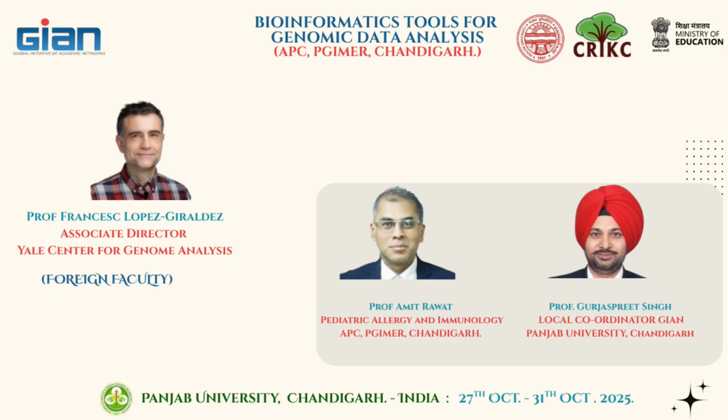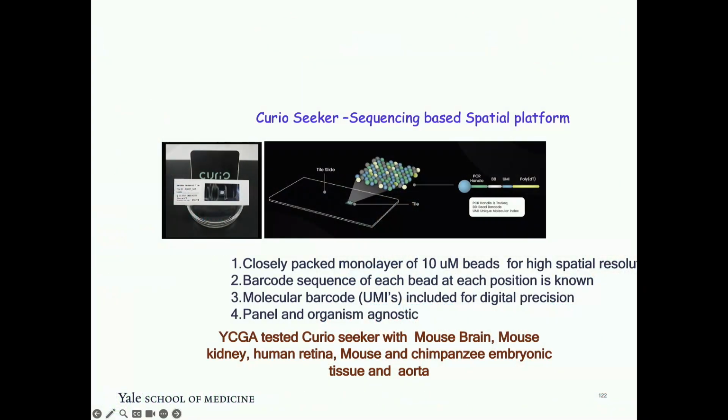Okay, the first platform is called Curio. This is a sequencing based platform. So what are you doing here? This is a small slide, and on the small slide there is a lawn of oligos, which are spatial barcodes. Then you lay your section. It's actually 5 to 10 micron sections.